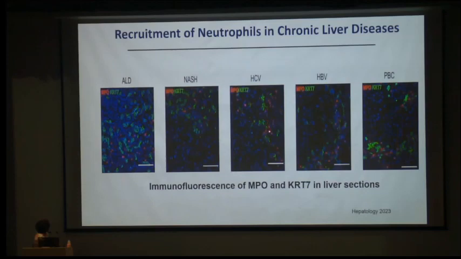In HCV also, the MPO was a little higher. MPO is the marker of neutrophils. And in HBV and PBC, it was low. So they concluded that neutrophil accumulation was present in all chronic liver diseases.